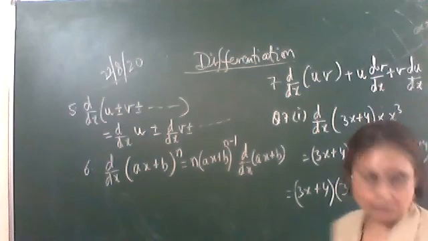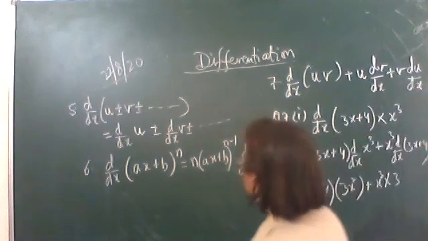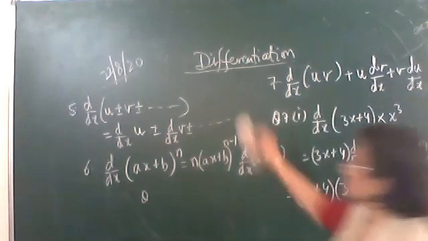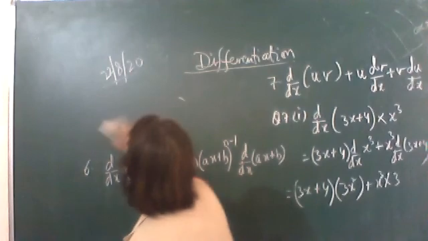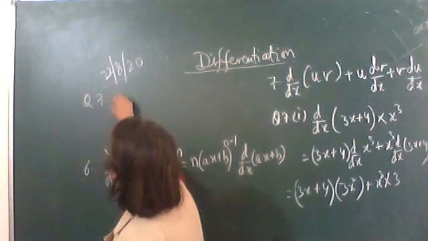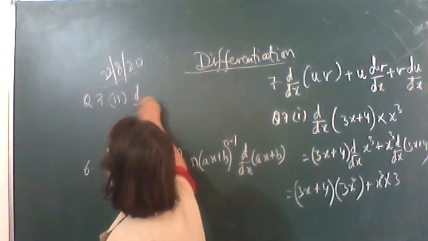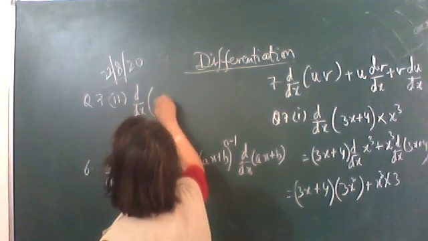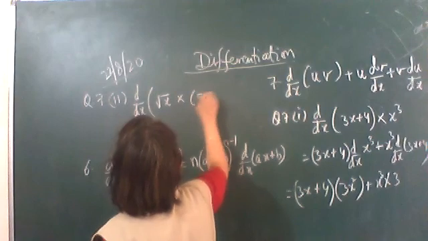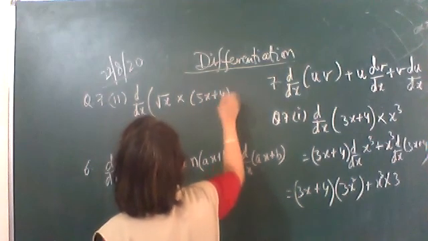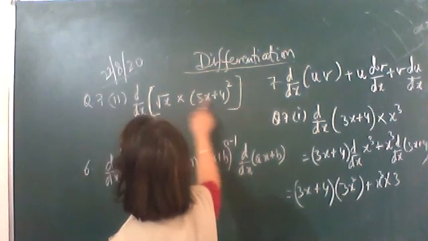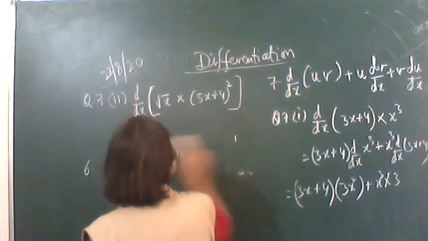Okay, write two parts for homework based on the seventh formula. Two questions, write down. D by dx of root x multiplied by (5x plus 4) raised to the power 2. This is u, this is v.